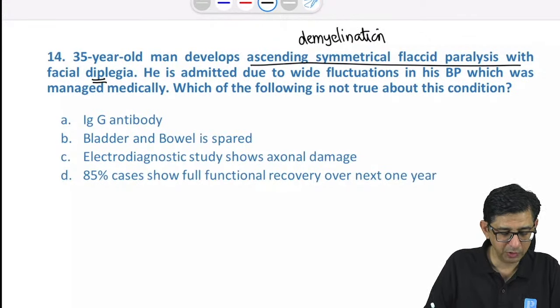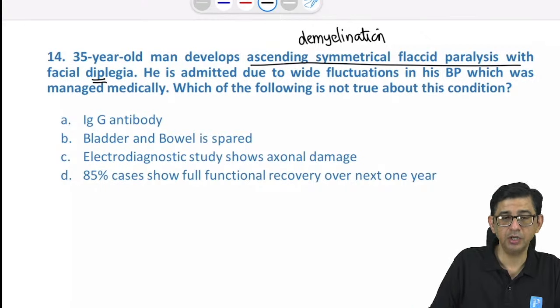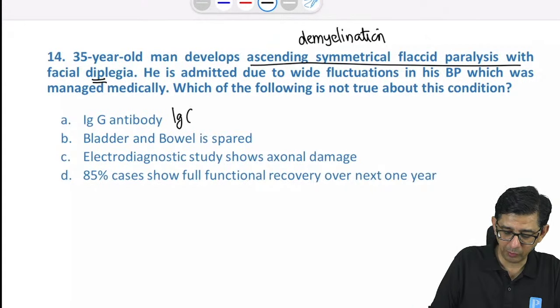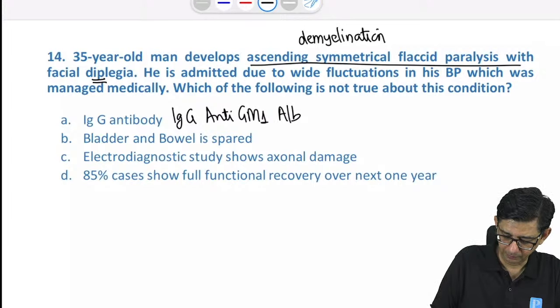The antibody which is present in this case is IgG class of antibody. The name of the antibody is IgG anti-GM1 antibody.